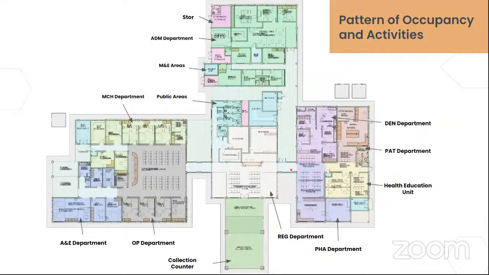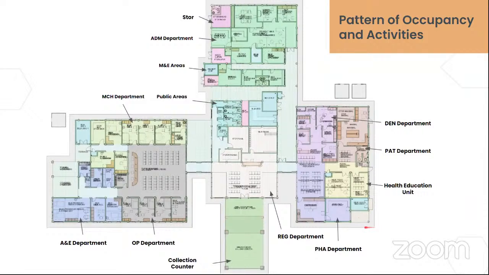Next, the pattern of occupancy and activities. This is the floor plan of our main building. Each department and area is marked with a different color. It can be said that the pattern of occupancy of the main building is efficient, as all rooms under the same department are designed together in the same area to reduce movement of building users, and each department and area are connected to each other.